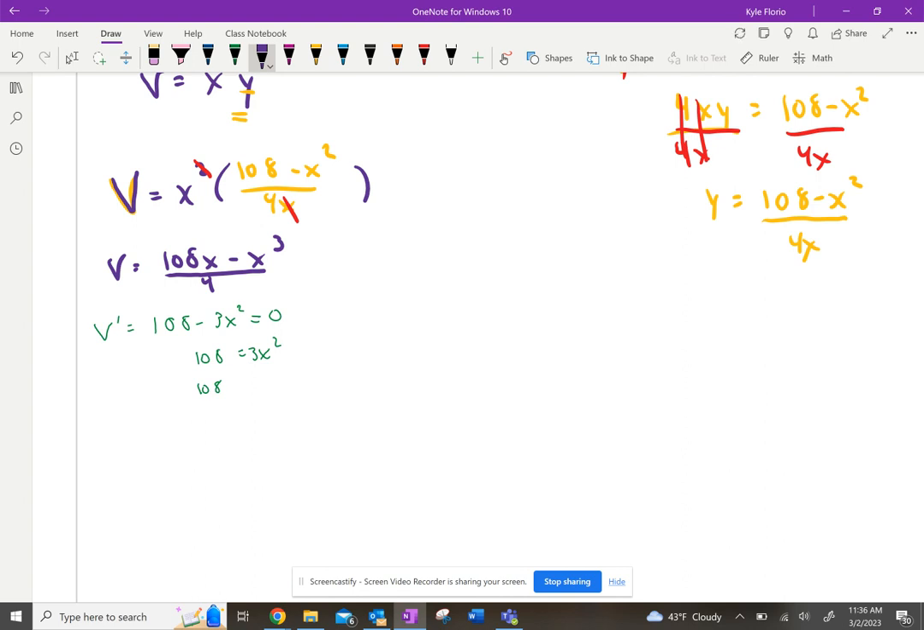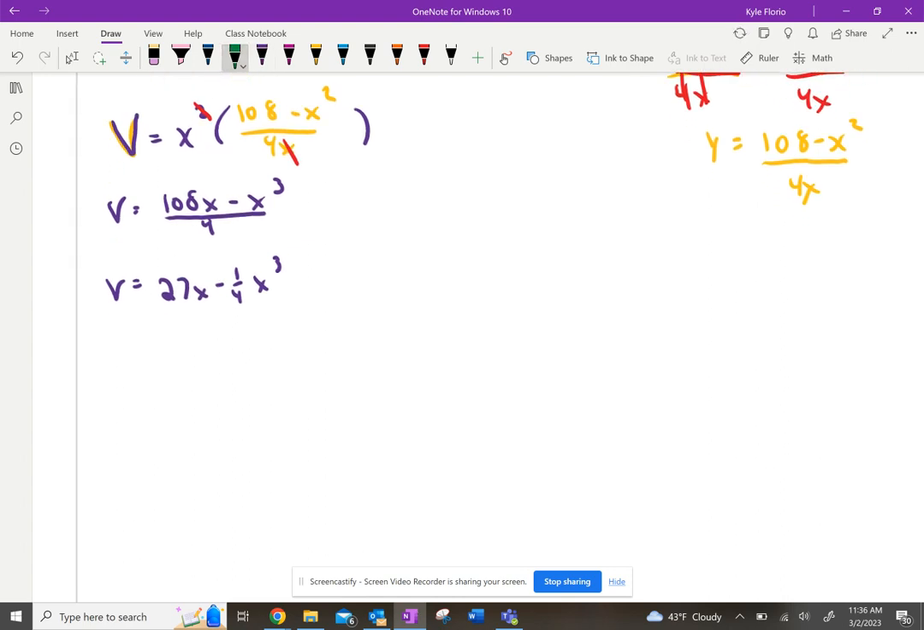I will actually rewrite this again. Sorry. Okay. So if I divide 108 by 4, this is going to make this problem a little bit easier. That's going to be 27x, and then this is going to be 1/4 x cubed. So I just divided both pieces by 4 so I can have a nice two-term polynomial here. So now when I take the derivative, that's just going to be 27 minus 3/4 x squared.